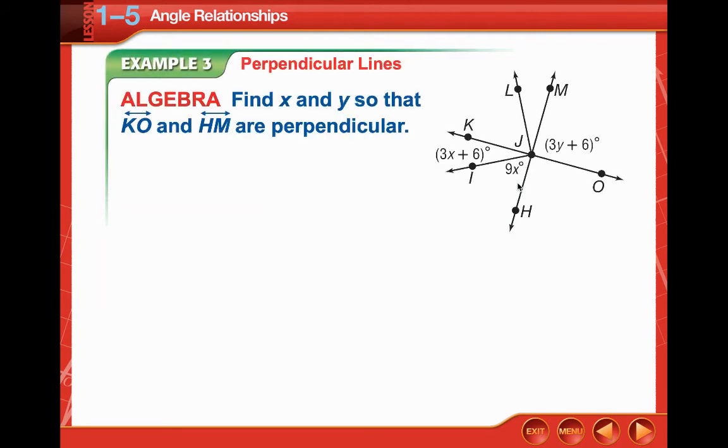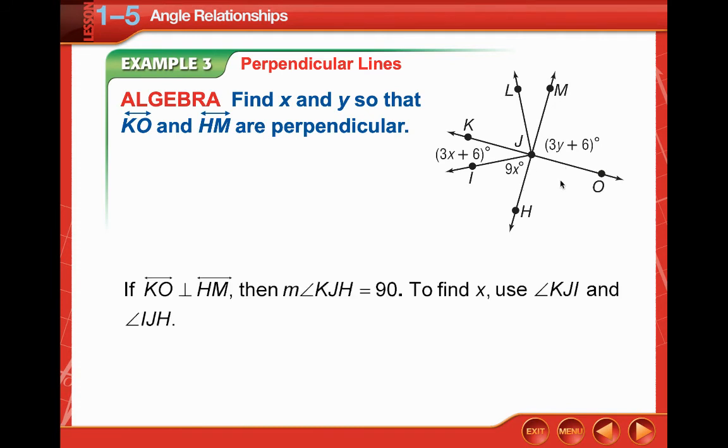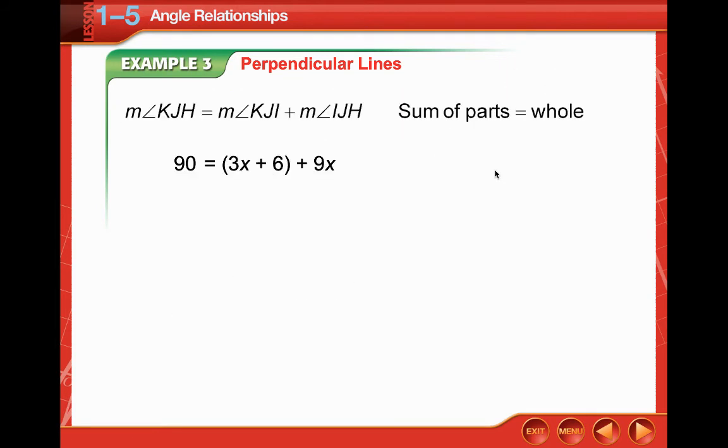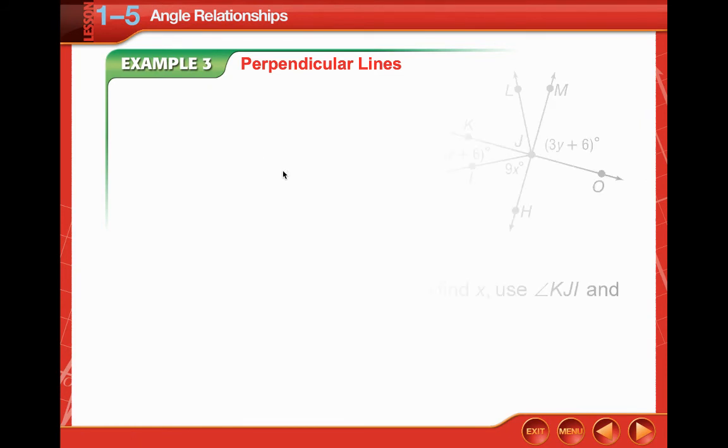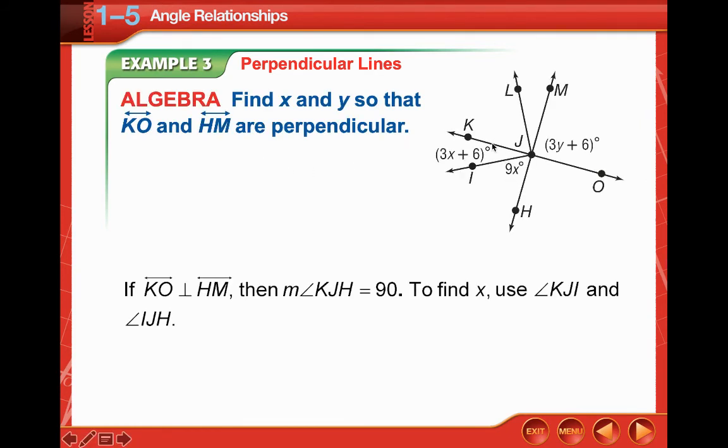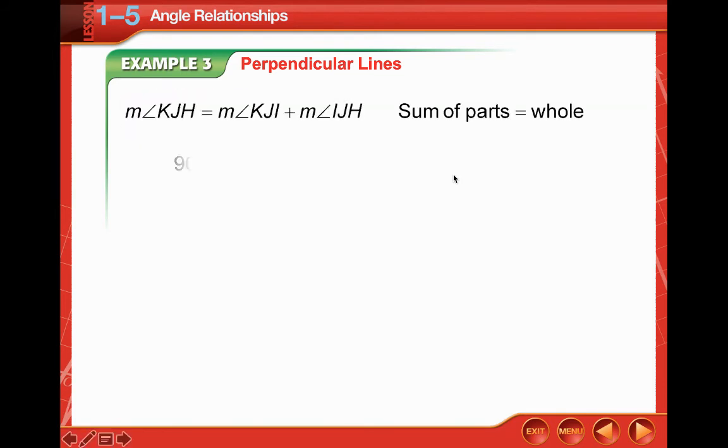So, find x and y so that KO and HM are perpendicular. So KO and HM are perpendicular. KJH, right here, has to equal 90 degrees. So to find x, use KJI and IJH. We add these together, and we should get 90 degrees. So 90 equals 3x plus 6 plus 9x.